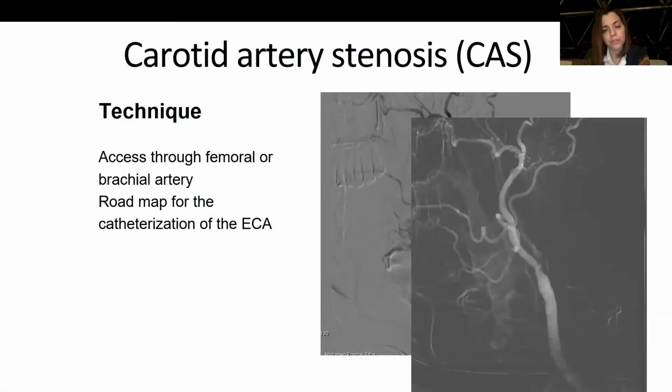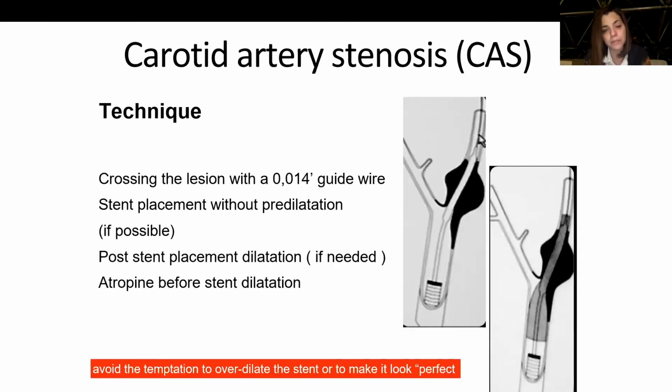During our procedure, it's always good to use a roadmap for the catheterization of the external carotid artery and also of the internal carotid artery, and to bypass the lesion. In order to cross our lesion, we have to use a 0.014 guide wire. Once we have placed our sheath here, we proceed with angiography. We have a better look at our stenotic lesion, and then with the use of a roadmap, we can bypass the stenotic lesion with the 0.014 guide wire.